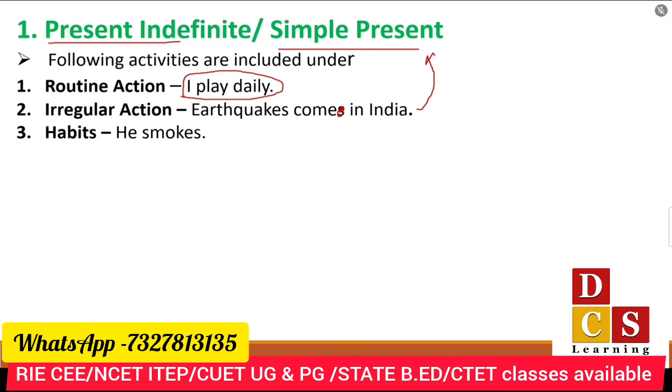Like we have already studied in one batch, subject-verb agreement. This is very clearly visible. Earthquakes is plural, and with plural we use a plural verb, so we won't be using s with the verb. Got the point? So it will be: earthquakes come in India. Next is habit. If you have a habit, then also we'll be writing in simple present tense. He smokes. This is a habit. He plays. He eats. These are very simple sentences which we write in present indefinite or simple present tense. Got it?